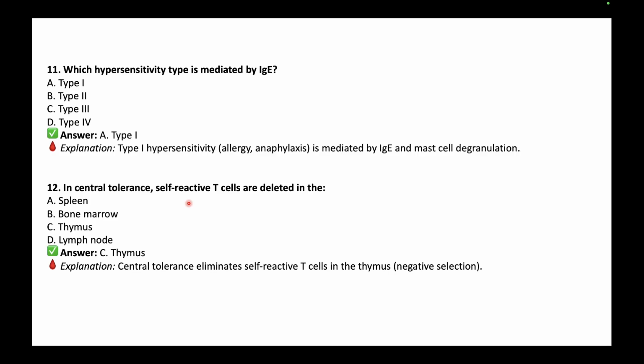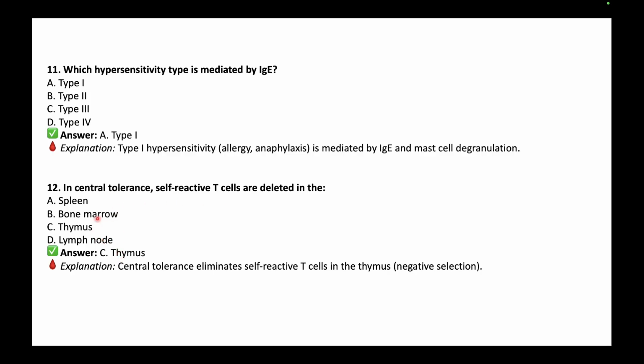And if it passes the central tolerance, it goes to the secondary lymphoid organ, where there is another tolerance called the peripheral tolerance. There is also a check for these T lymphocytes or B lymphocytes, and that is with the help of T regulatory cells. Okay, so that is the central tolerance. It is there in the thymus, for the self-reactive T cell, so the answer will be thymus.